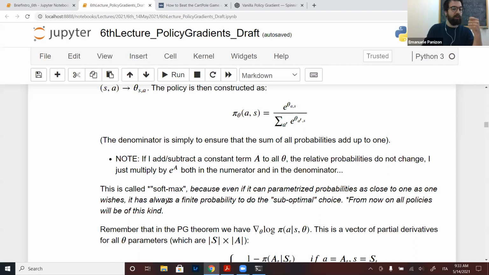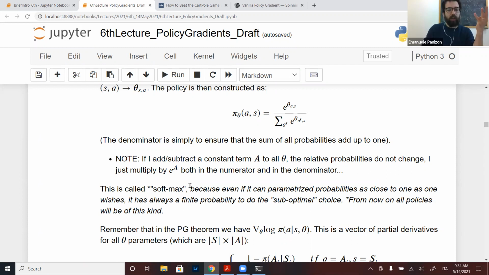Why is it called softmax? Well, you remember we used argmax. Argmax was very strict. It said the probability is 1 if you are the best, and 0 whenever you are not the best. Here, actually, we are doing something soft. It can happen that one action is very much preferred with respect to the others, so it will have a much larger weight. But still, each action will have a finite probability, even if extremely small. So it's a kind of softmax.